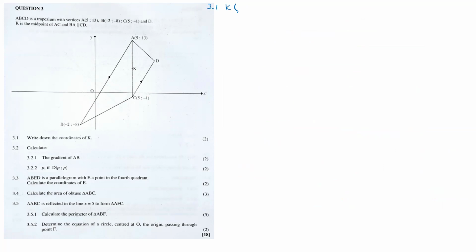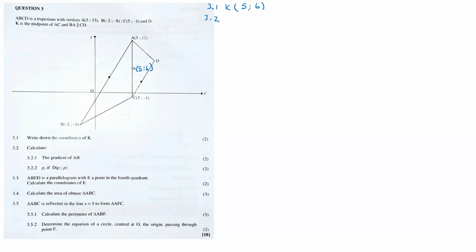For K, the midpoint of A and C, 5 plus 5 over 2 is 5. 13 plus -1 is 12, divided by 2, is 6. The coordinates of K would be (5, 6). Okay.